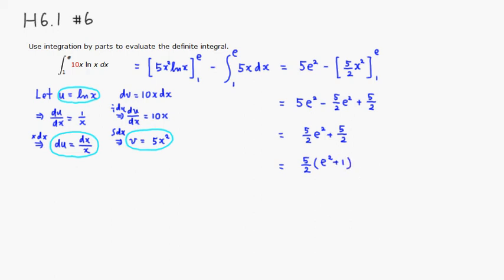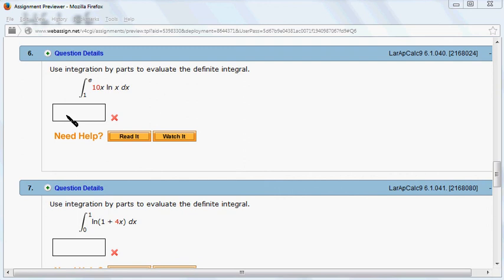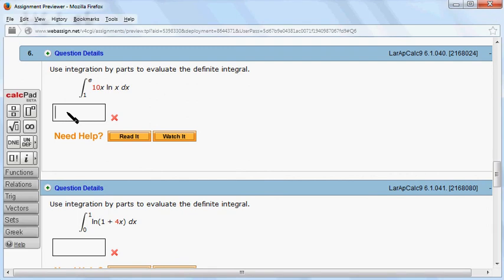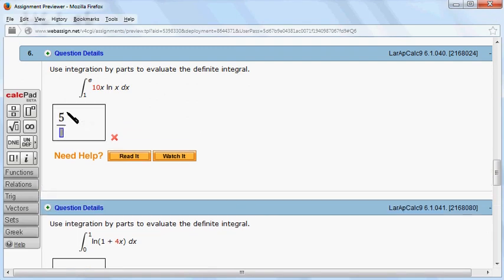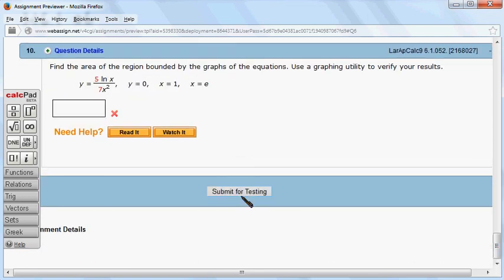So that's the value of the definite integral. Let's type it in to make sure. The answer we had was 5 halves times e squared plus 1. Let's submit for testing.